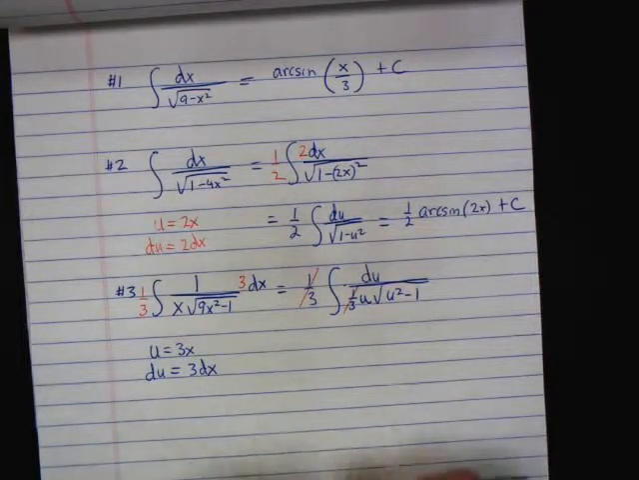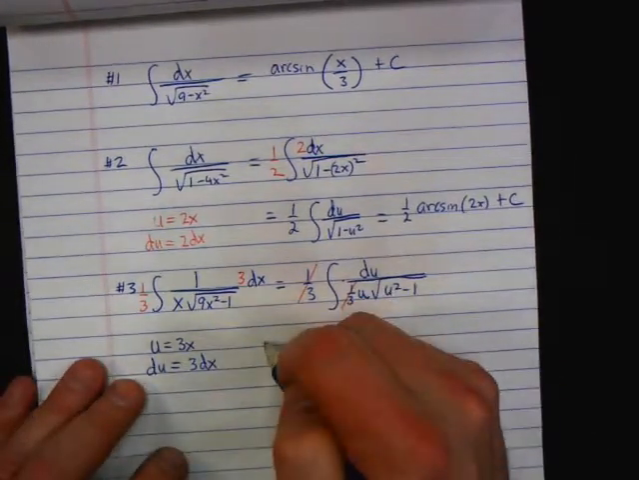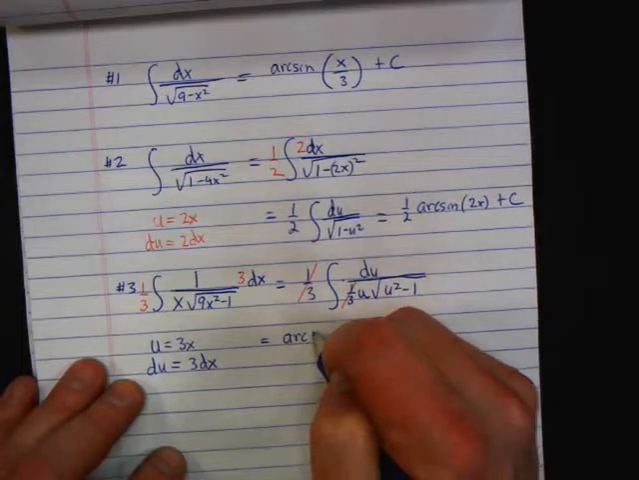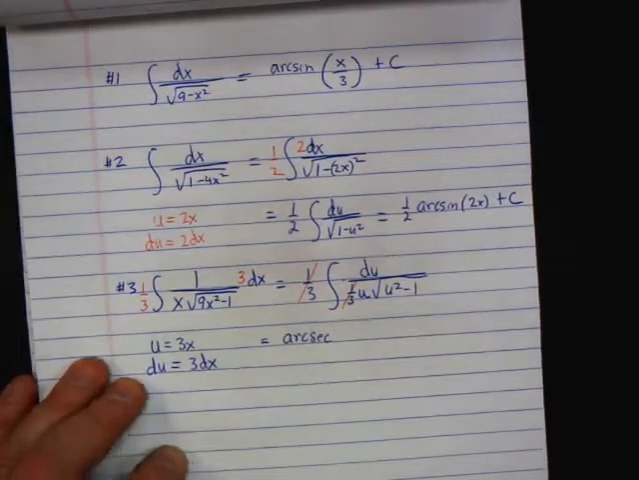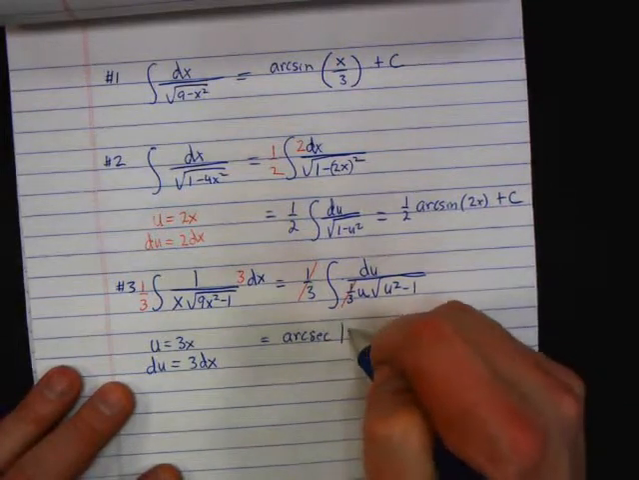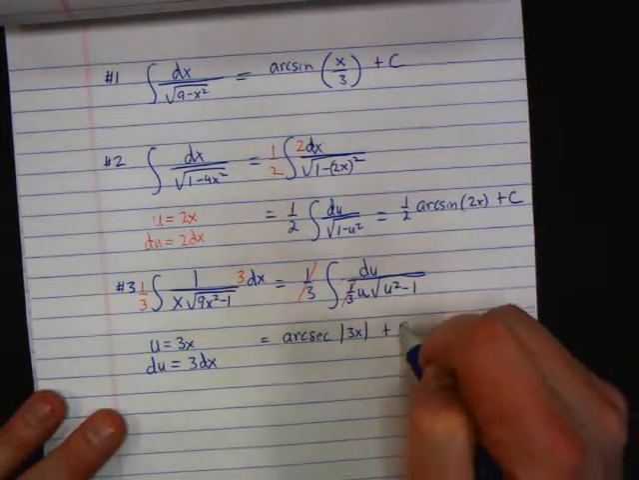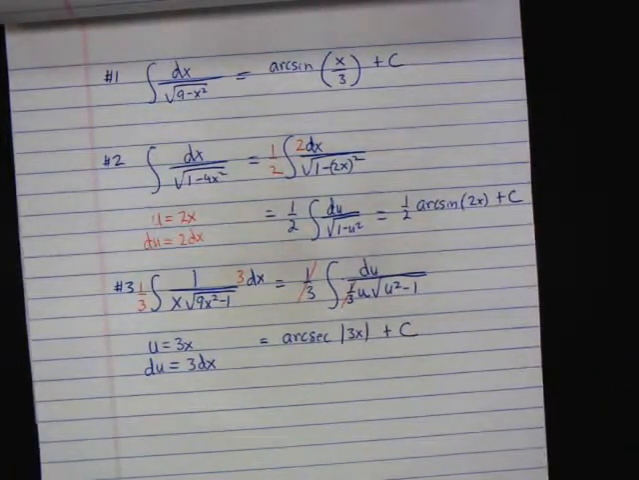This now fits perfectly into our arc secant formula. So this is arc secant of u, but u was 3x. And remember, arc secant gets an absolute value. So that's arc secant absolute value of 3x plus c.